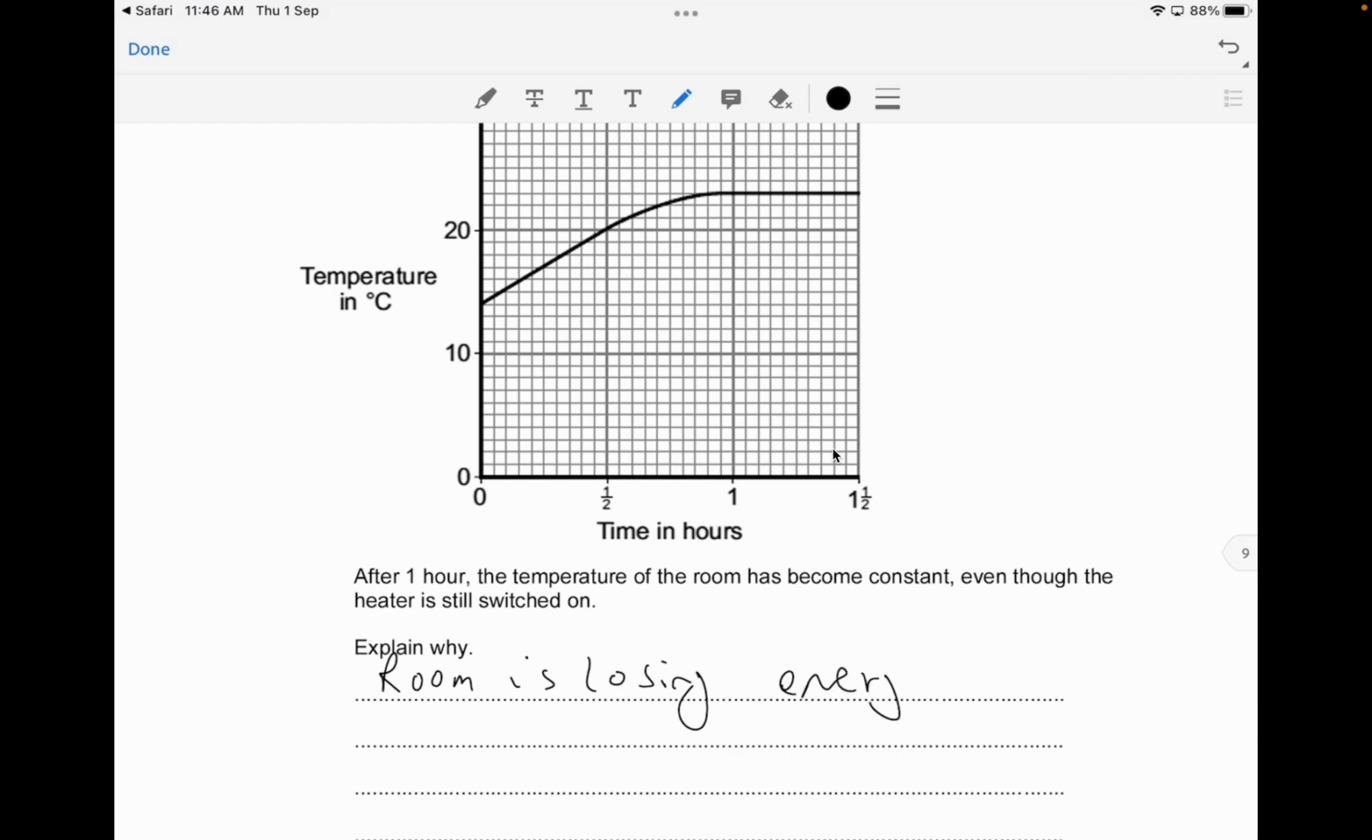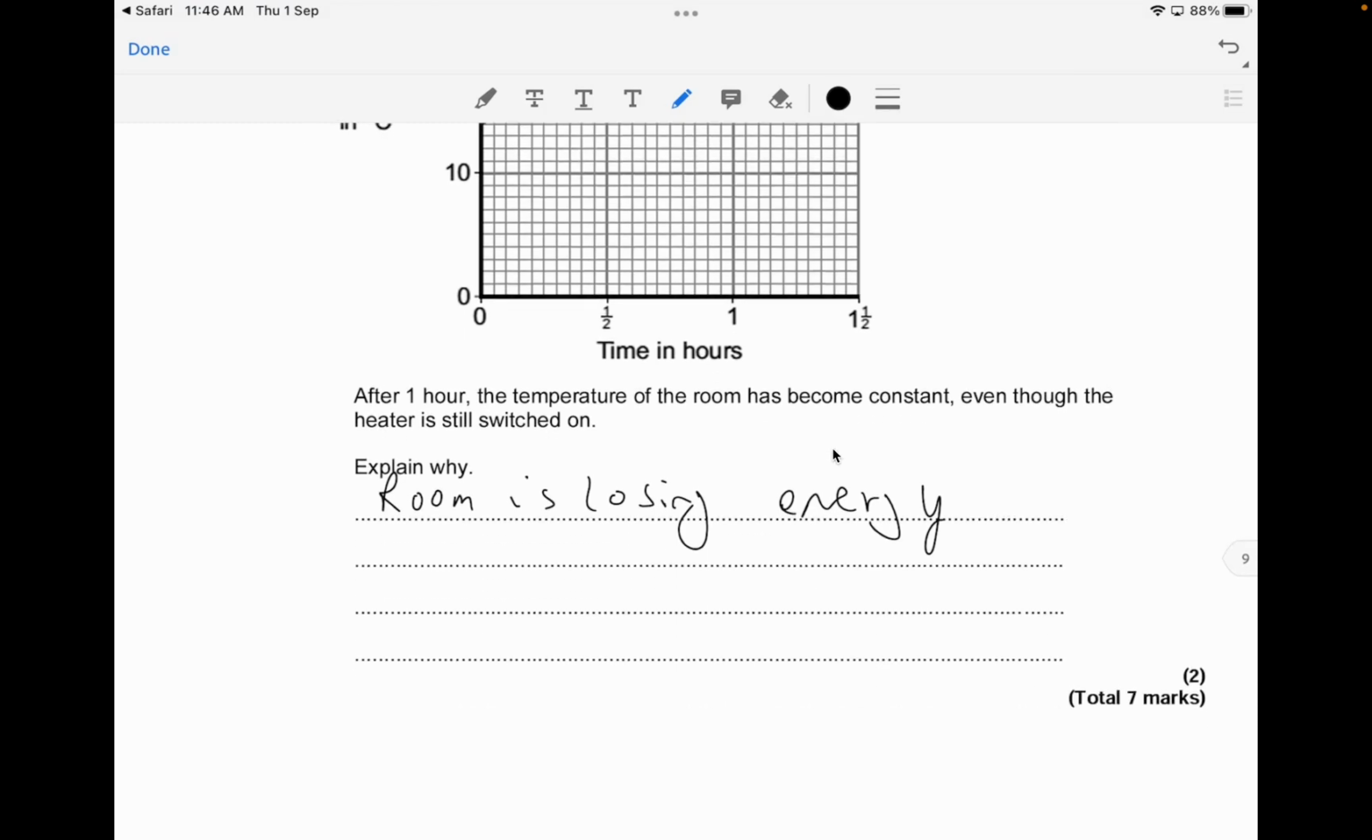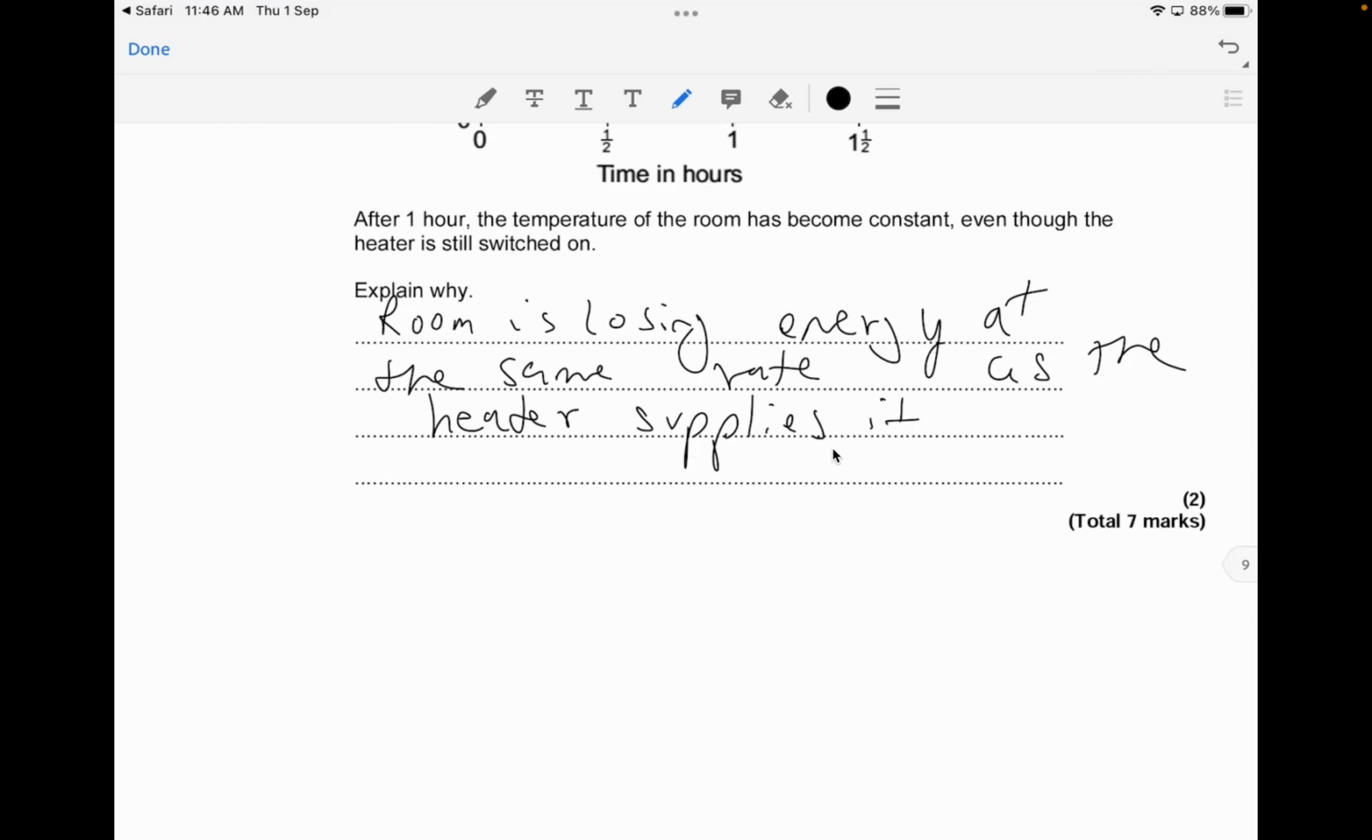That's going to be an answer for 1 mark, but you have to mention 2 points, since it's 2 marks. It's losing energy at the same rate as the heater supplies it. So that's going to be an answer for 2 marks. Let's move on to the next question.